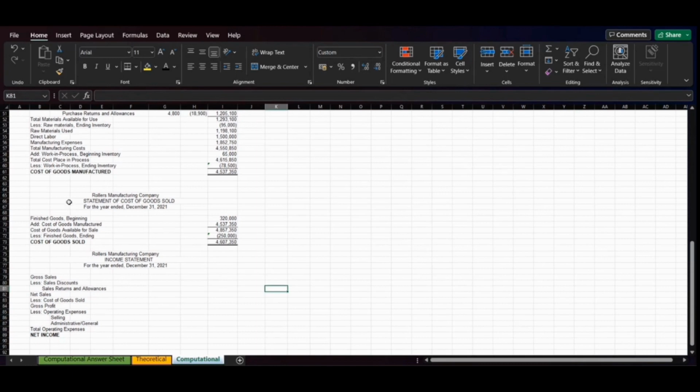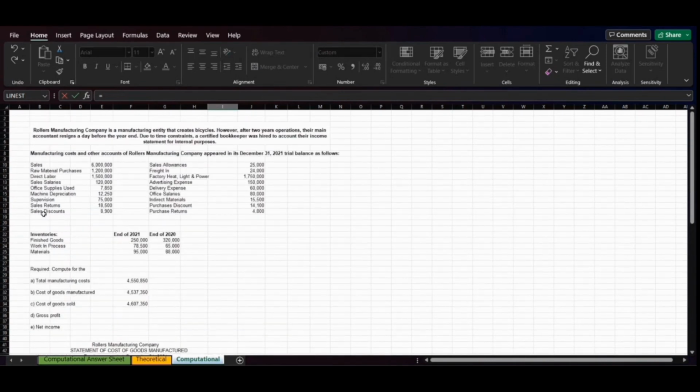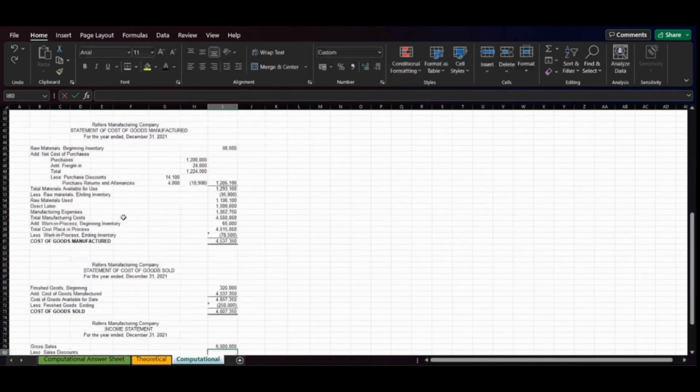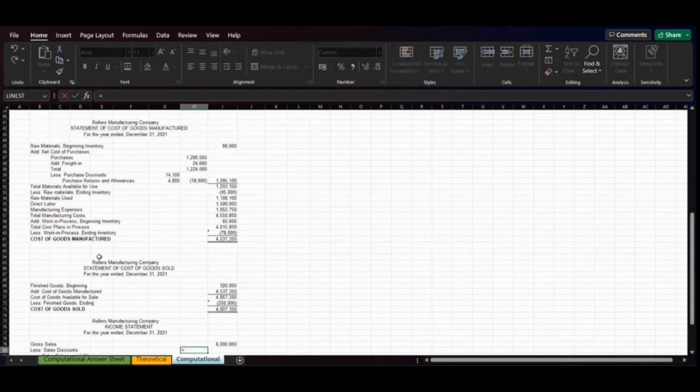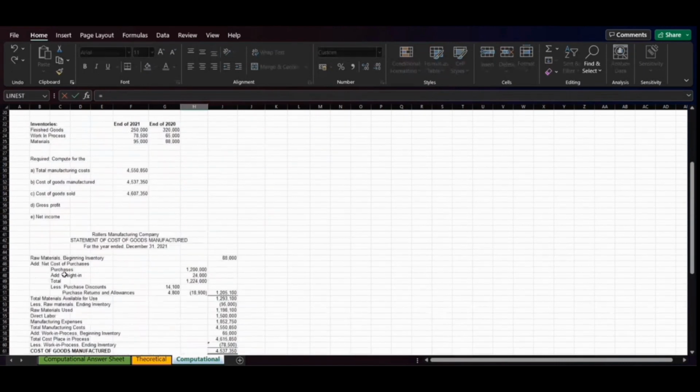Okay, so ngayon nakuha na natin yung ating cost of goods manufactured and cost of goods sold. Let's proceed to income statement. So, for our gross sales, so kapag walang binagit sa problem na net sales or gross sales, let's assume na gross sales yun. So, ito ay 6 million. Ayan, kunin naman natin yung sa sales discounts. With 8,900. Then, i-add natin yung sales returns and allowances.